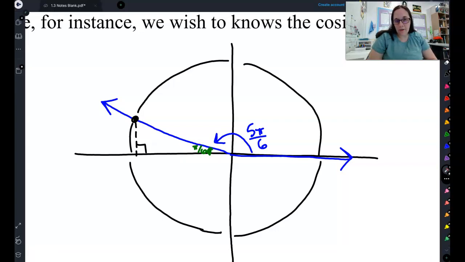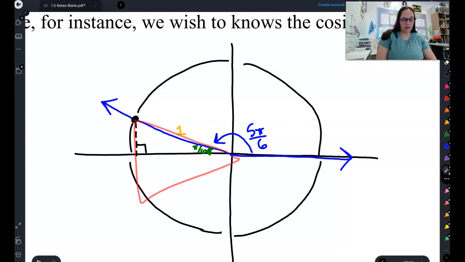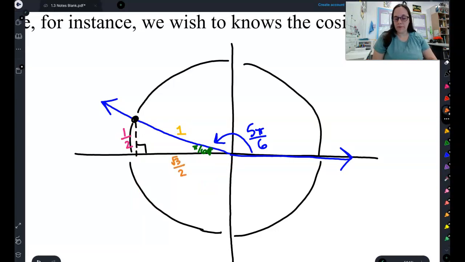Now you'll notice pi 6 is the same thing as 30 degrees, which means this is a special right triangle. This is our 30, 60, 90. And once again, the hypotenuse is always 1 because it's a radius of the unit circle. So then I visualize my equilateral. There's my equilateral, which means this side is 1/2, and this side is √3/2.